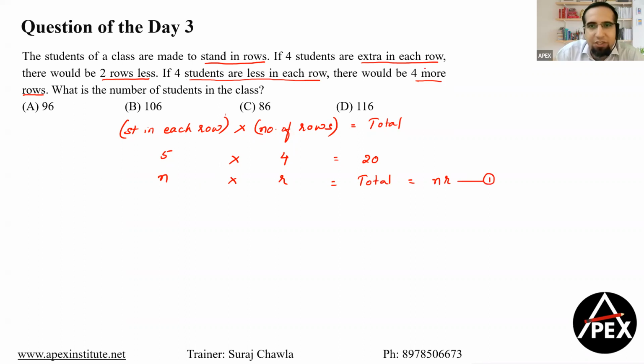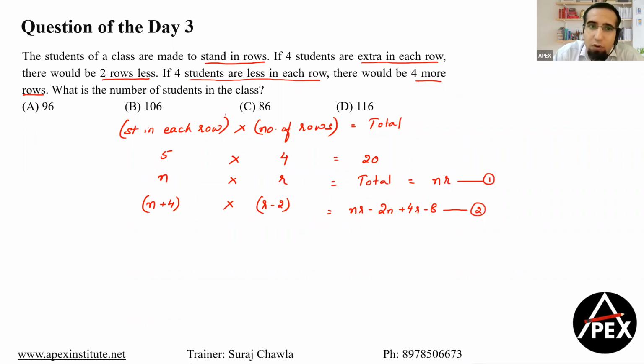Now, if there are four students extra in each row, if there were n students, now instead of n, the question is saying if there were n plus 4 students, then I would need two rows less for the same class, right? So that means the number of rows required will be r minus 2. If it is for the same class, that means the same number of students are arranged in this fashion. So if I multiply these two, what do I get? I get nr minus 2n plus 4r minus 8. Now, this is also equal to the same total number of students. So, let me make this equation 2.